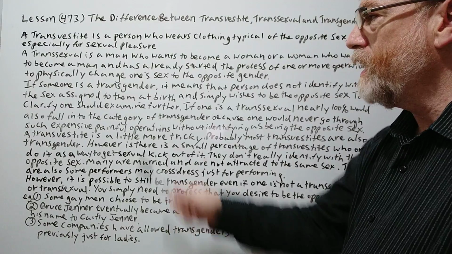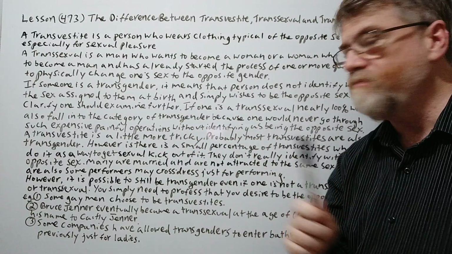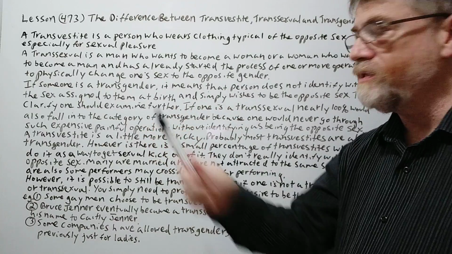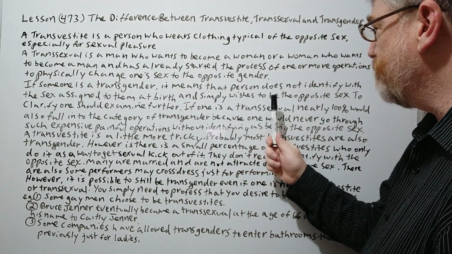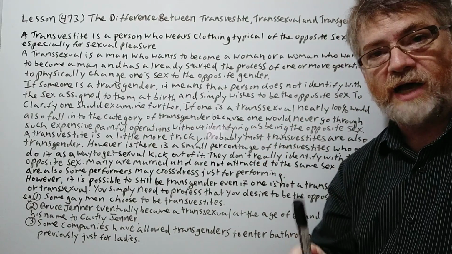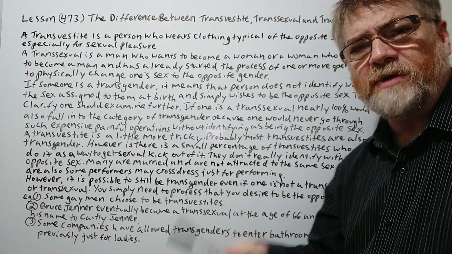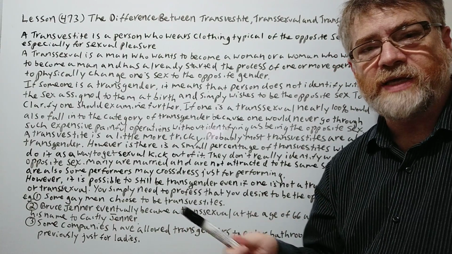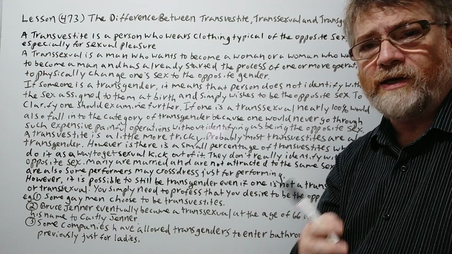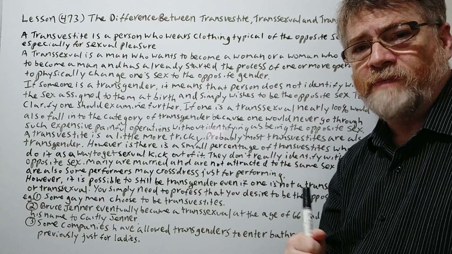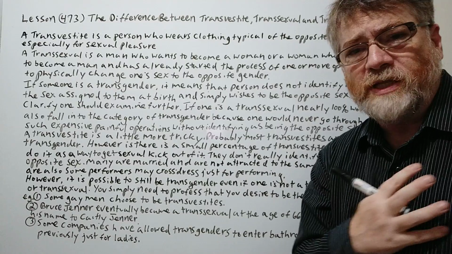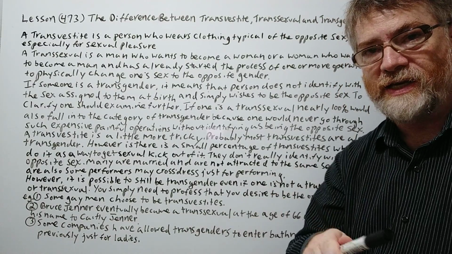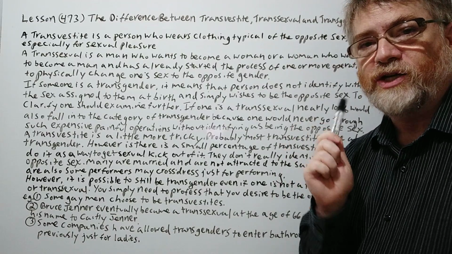All right, let's continue. If someone is transgender, it means that person does not identify with the sex assigned to them at birth and simply wishes to be the opposite sex. Sometimes you see this in the movies too. You could see somebody say, I'm a man born in a woman, or I'm a woman trapped in the body of a man. That's what you might see in movies. This is kind of the idea when it comes to transgender.